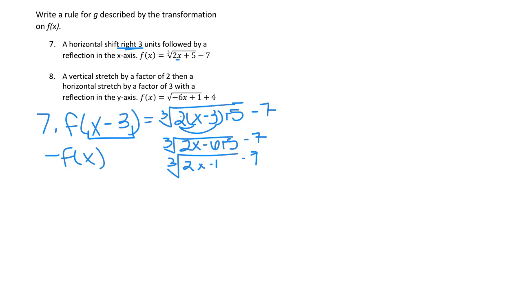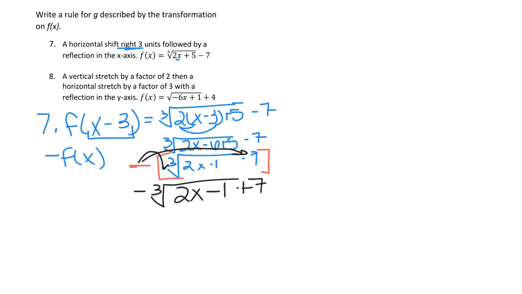Then I'm going to do negative f of x, which means I'm going to take this and multiply it by a negative. Remembering to distribute it, it goes in front. A lot of times students don't put it in front, they distribute it to the one on the end. It goes in front, so negative cube root of 2x minus 1, and it distributes to the negative 7, so it becomes plus 7. And that's our new function, g of x.